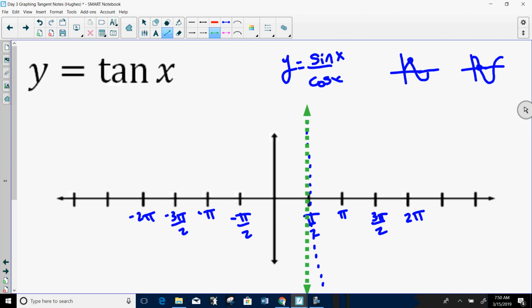Okay? So then we're going to look at 180 degrees. 180 degrees for sine would be right there, and 180 degrees for cosine would be right there. Well, 0 divided by -1 would be 0. That's a point we can graph. Then if we look at 3 pi over 2, that would be right there, and that would be right there.